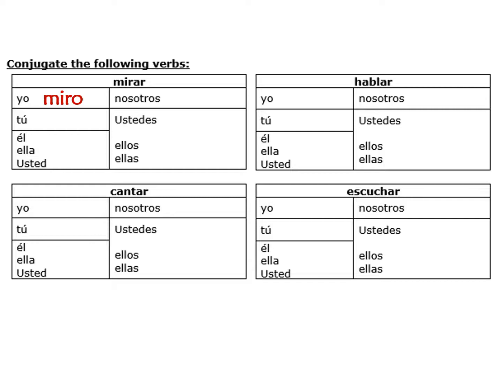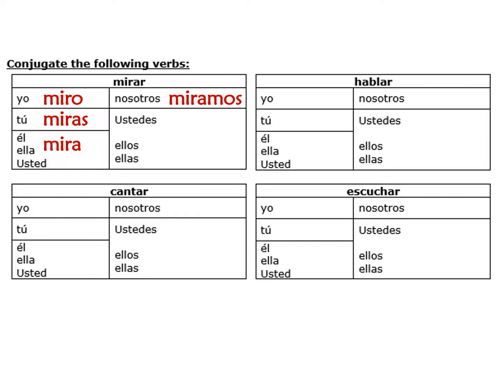Next to tú, following the same pattern, if we take off the AR, we are left with mir. We can start by writing mir and add our tú ending, which is as, for miras. Él, ella, usted, again, start with our stem mir. Looking at our chart above, we use our él, ella, usted ending, which is a, to form mira. Nosotros, mir. Nosotros ending, amos. Miramos. Please write miramos.